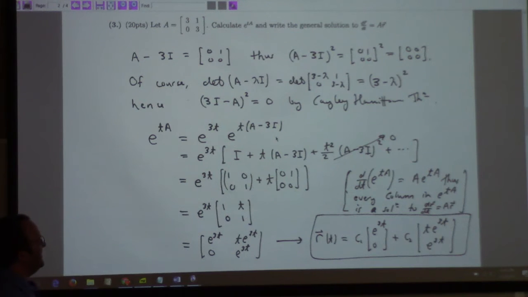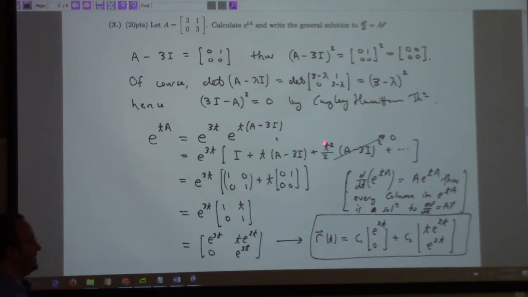So, candy's powerful. Let's see here. So A minus 3I is that. Anyway, the point is, I can rewrite e to the At as e to the 3t times that, right? And so this is a standard trick for the matrix exponential. And once I do that, you see I've got this series of matrix powers.